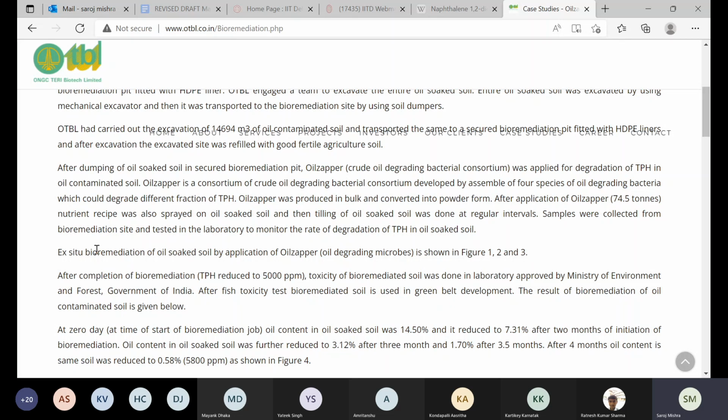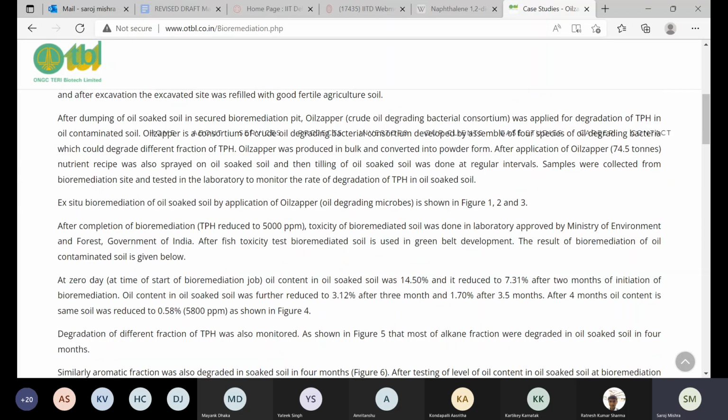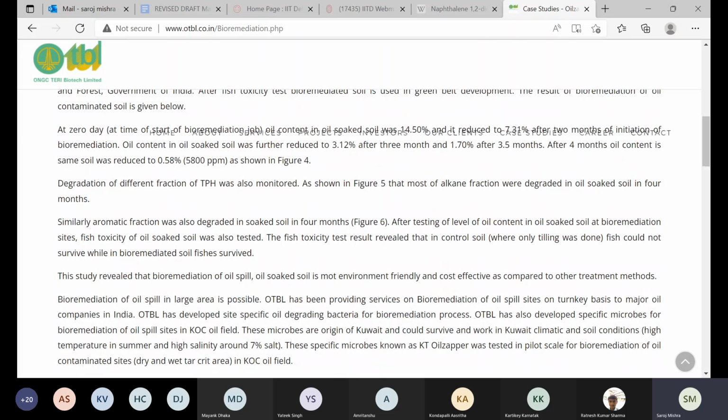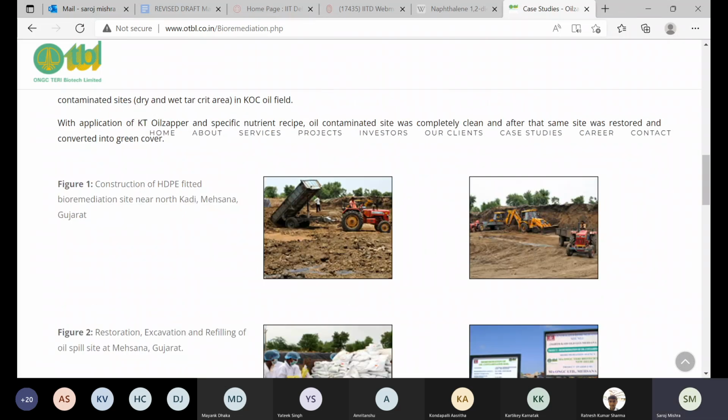Samples were collected from the bioremediation site. They were tested in the laboratory to monitor the rate of degradation of total polyaromatic hydrocarbons. Now let me show you the results. These are the actual construction sites, you see.